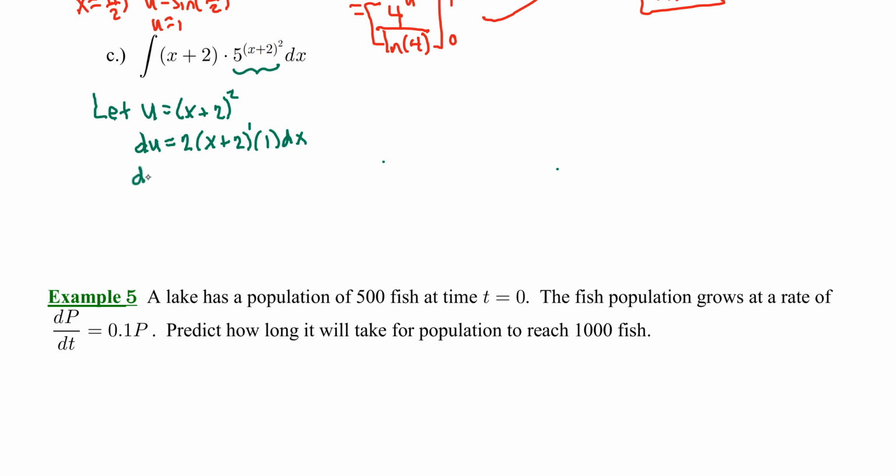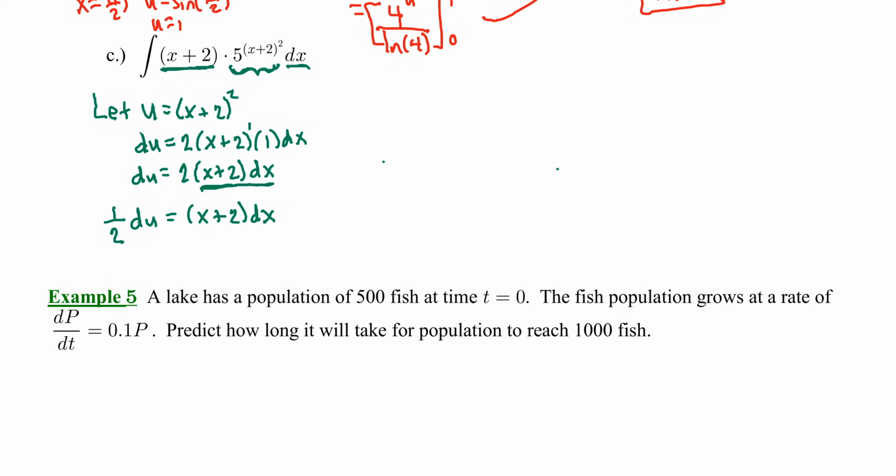Or if I simplify that, I'm going to go ahead and distribute the 2. We have, or let's not distribute the 2, 2 times x plus 2 dx. So after replacing this part with its equivalent in terms of u, notice the leftovers here are x plus 2 times dx, and I've got that right here. So I'm going to go ahead and isolate that by dividing both sides by 2. We have 1/2 du equals x plus 2 dx.